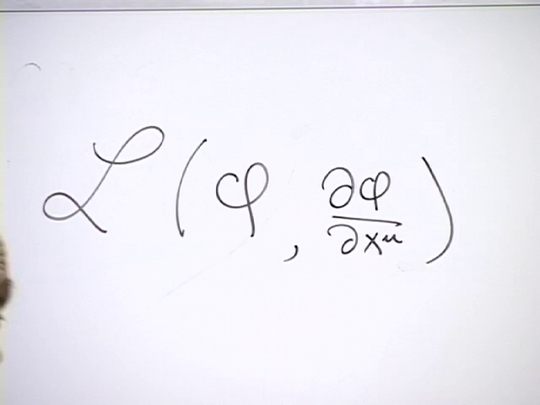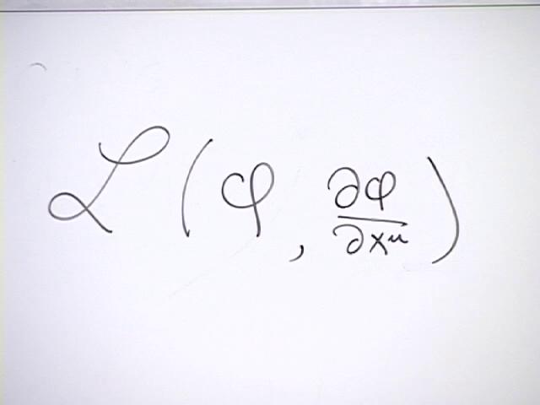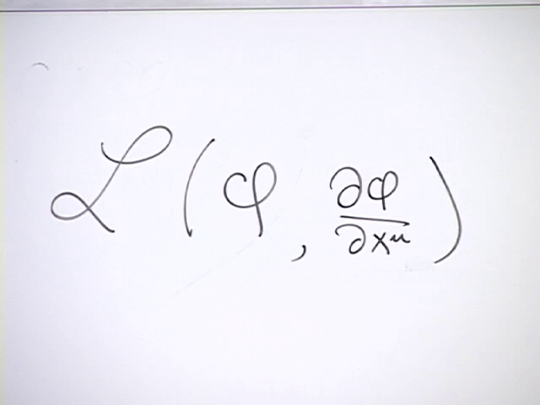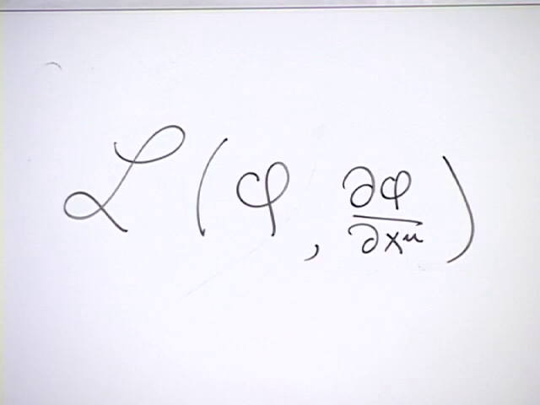One thing which is required by the theory of relativity is that the Lagrangian be a scalar, that it transform under Lorentz transformations as a scalar. But that being said, the Lagrangian can be anything built out of phis and derivatives of phi. Okay. What is the action?